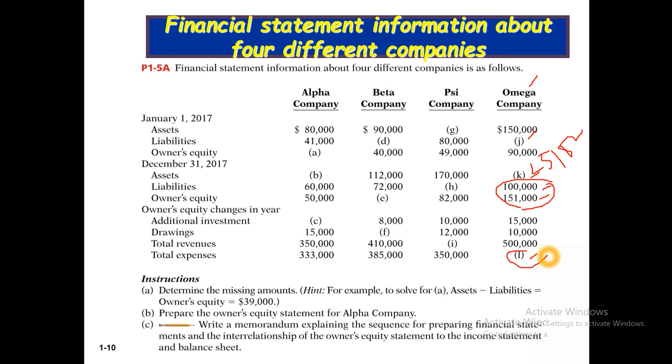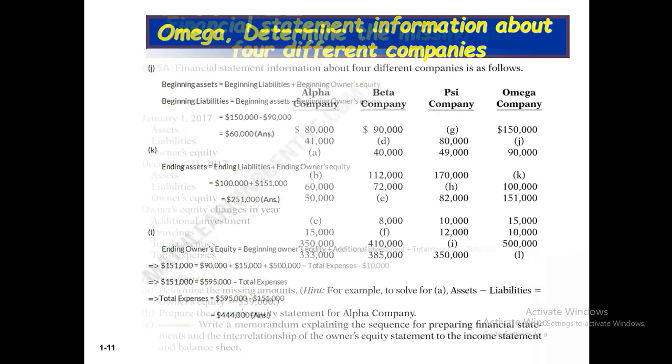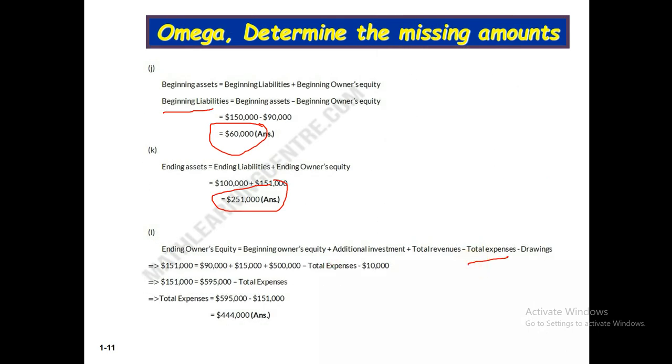Okay, and last one, L. That means total expenses. Total expenses also will be the missing figure. We need to calculate total expenses. We can easily compute our total expenses, this figure. I think everybody is clear.